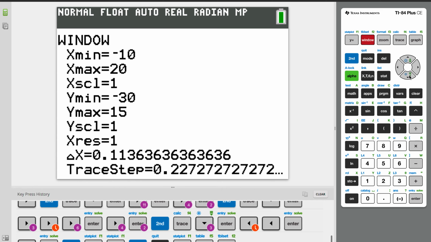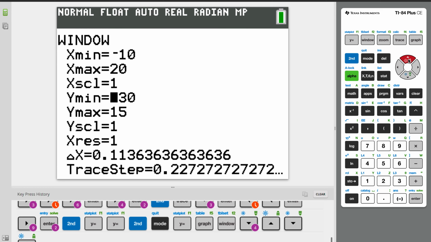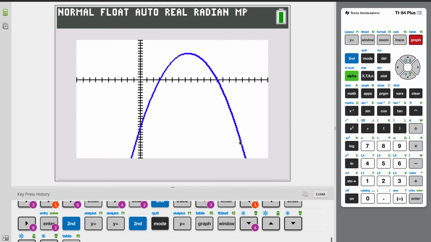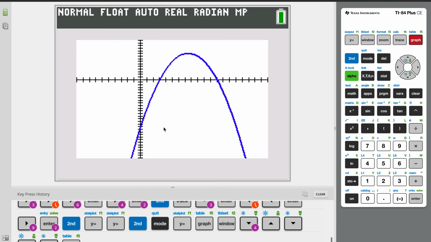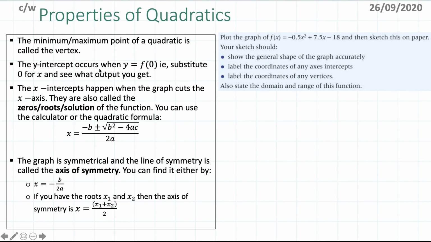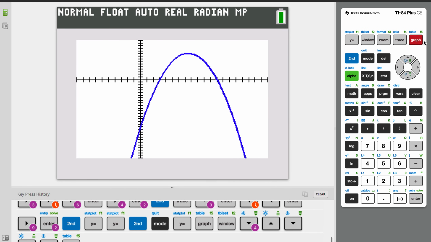After adjusting it, I realized I need x to go over to 20, and I realized that y had to be decreased, from negative 30 to 15. So you have to play around with the window just to get the full graph. First we notice that it's concave down, but let's see one of our steps, the intercepts. So let's look at the y-intercept.